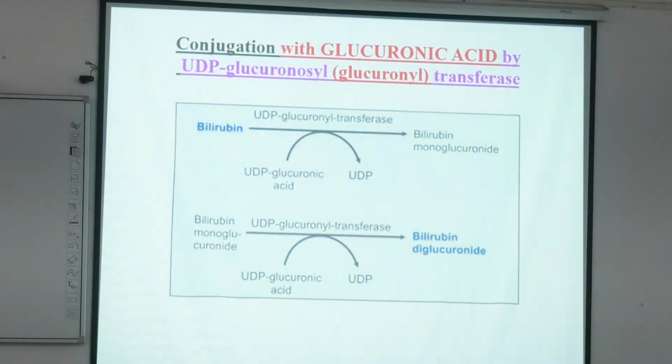glucuronyl transferase. In the first stage, one molecule of glucuronic acid is added, so it will form bilirubin monoglucuronide. Now, in the second phase, one more glucuronic acid will be added, so it will form bilirubin diglucuronide, and it is in this form that bilirubin is excreted because it is more water soluble. 2 molecules of glucuronic acid are added to bilirubin.